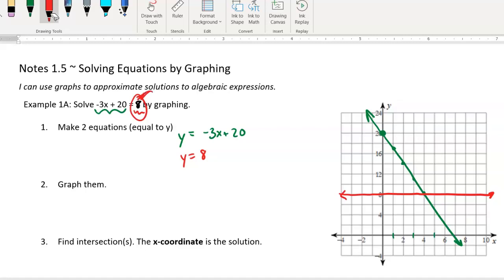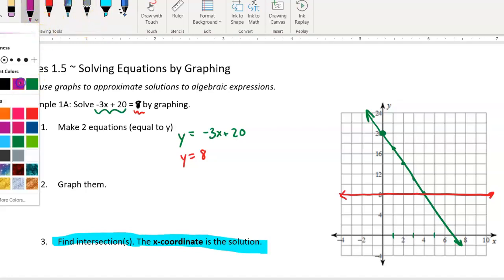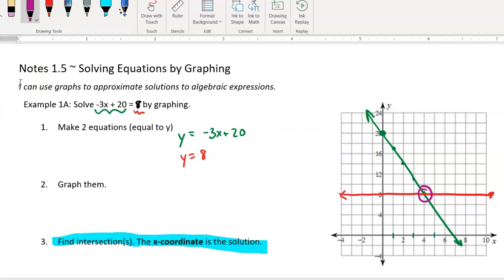All right, so now the question is asking us to solve for x. So to solve for x, what we're looking for is the intersection. The x coordinate is the solution. That's really important. So in this problem, where they intersect, the x value is our solution. So x would equal 4. That would be your answer. Your answer is not the coordinate because we're not trying to find a y value. We're just trying to find out for what value of x the left side would be the same as the right side, and that's where x would equal 4.